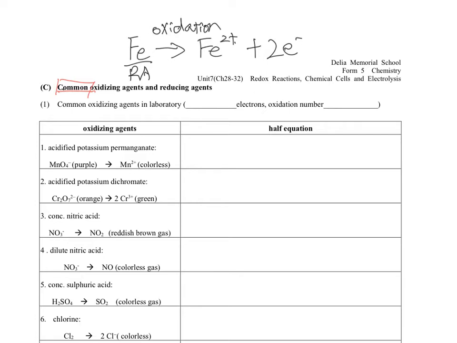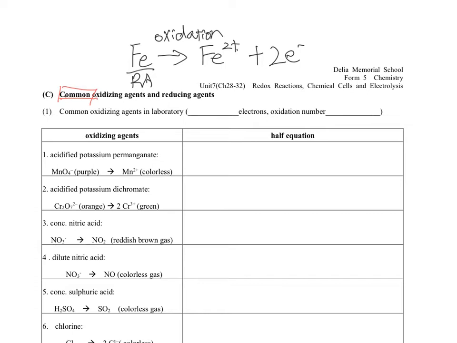Common oxidizing agents in the laboratory. From this case, because this is oxidation, and this is the reaction for the reducing agent, it should be the opposite. This case is losing electron. So for the oxidizing agent, it should be gaining electron. The oxidizing agent will gain electron and the oxidation number, this one from 0 to +2, it increased. So for this case it should be the opposite, it should decrease.